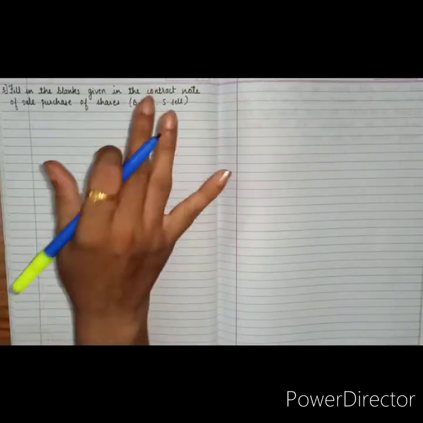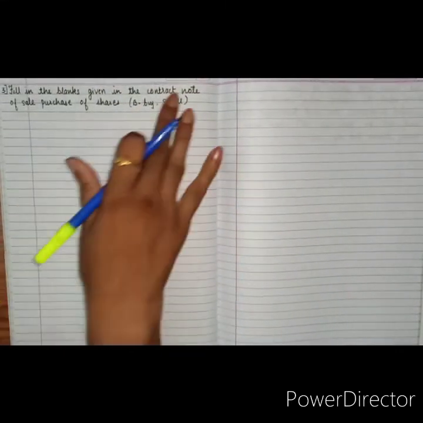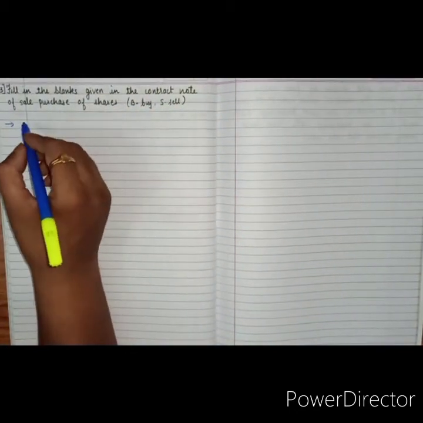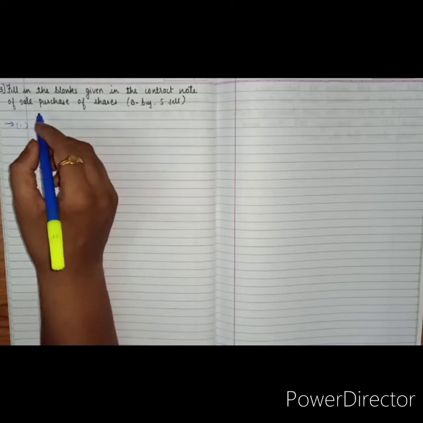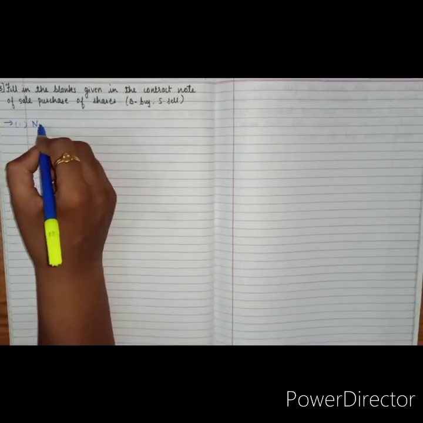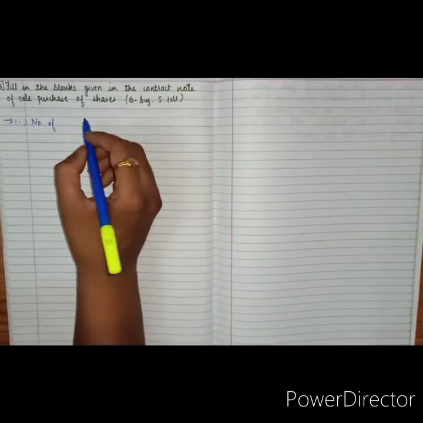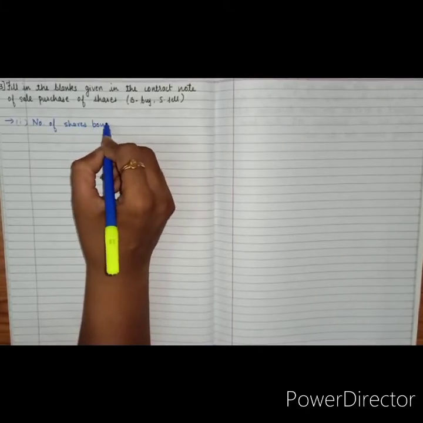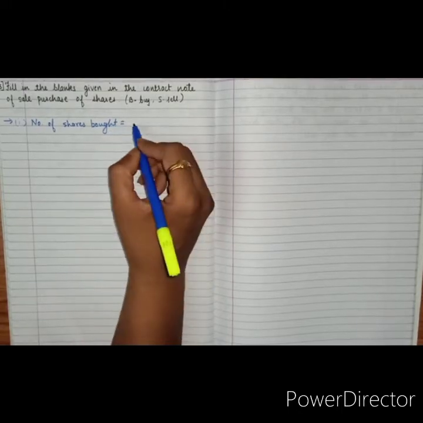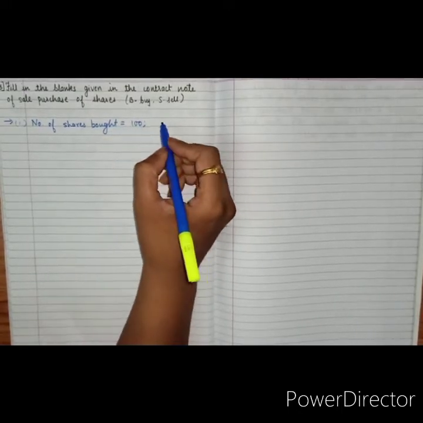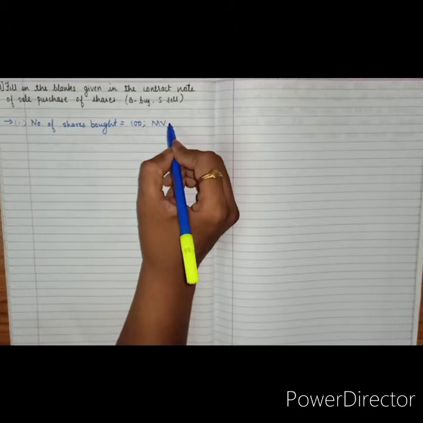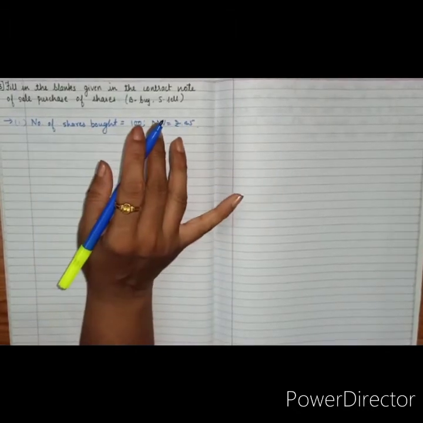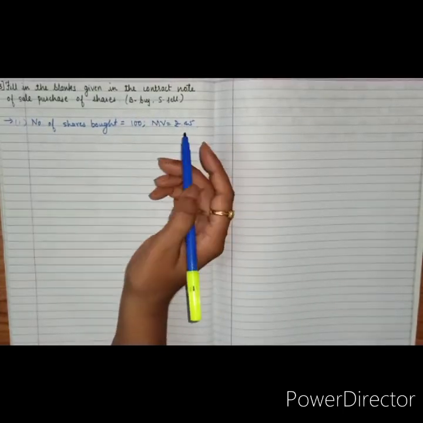So finally you need to calculate the total value of the shares. Let me write down. That is for the first one. First one is number of shares bought, that is 100, and what is given? Market value is given, that is rupees 45. This is given. Now what will be the total value?